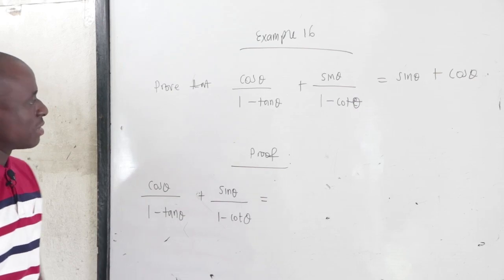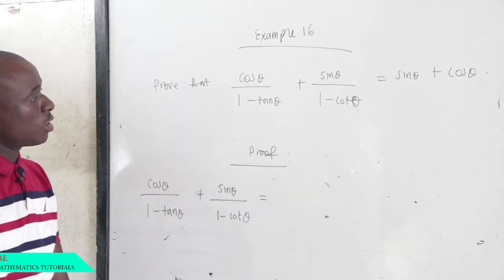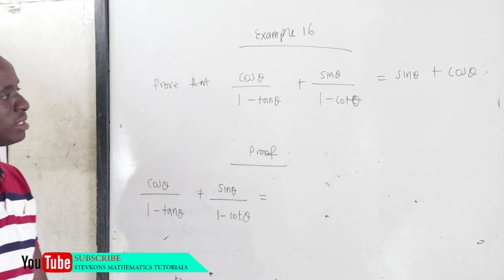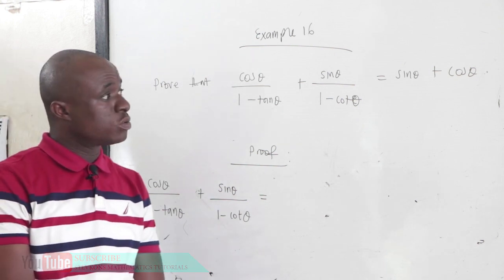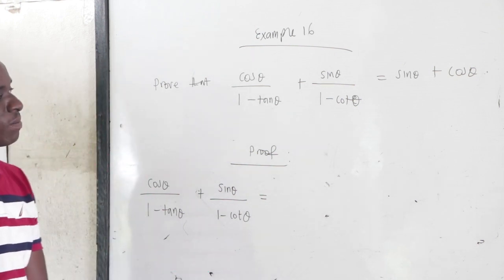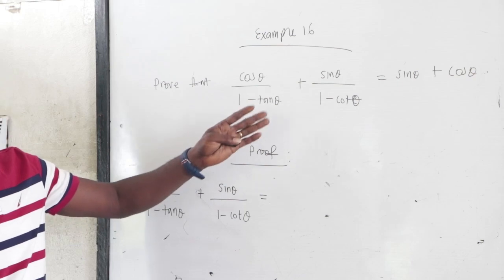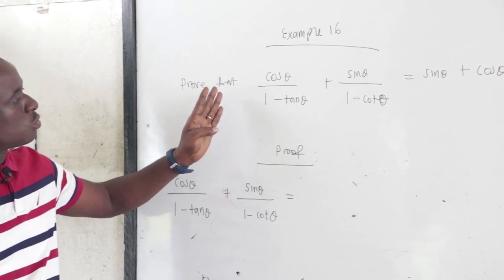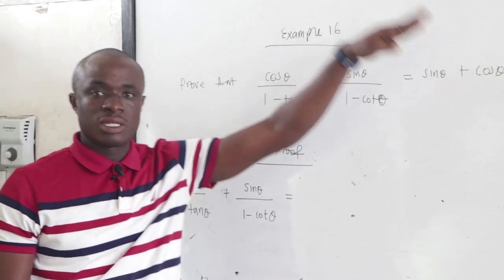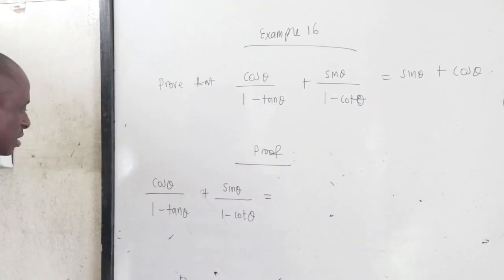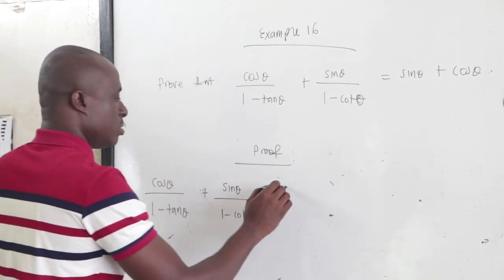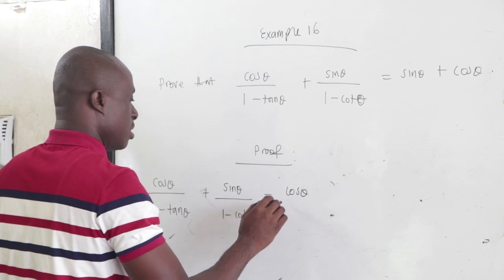Let's consider this example. It says that we should prove that cos theta over 1 minus tan theta plus sine theta over 1 minus cos theta equals sine theta plus cos theta. Now, the complicated part is the left-hand side. So let's try to prove from the left-hand side so that we'll be able to get the right-hand side. Now, we have cos theta. So cos theta all over.